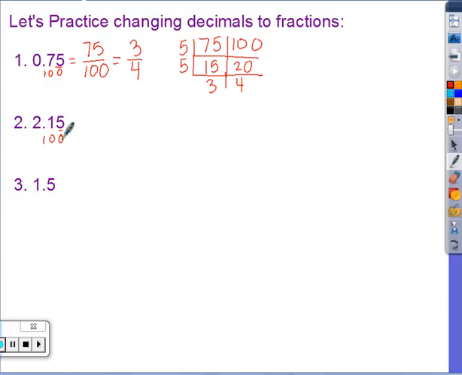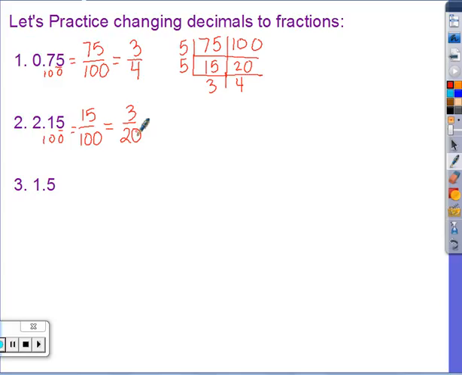Can you please tell me how I would change 15 hundredths into a fraction? So you wrote it as 15 over 100, and you simplified. What did you get when you simplified? 3/20ths. Good job. So what do we do with the 2 as the whole number?